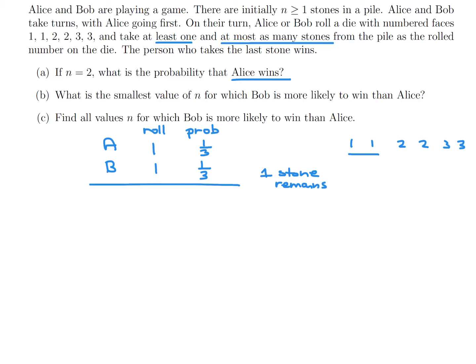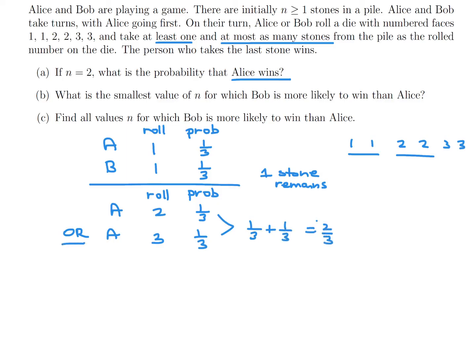So Alice would win if on her first roll she rolls a 2. And the probability of that is 1 over 3, right? Because the same story, there's 2 of them out of the 6. But she can also win if she rolls a 3, because if she rolls a 3, then since there's only 2 stones, she just removes those 2 stones. So this or that. So you add them if it's an "or" situation. So 2 over 3 is the probability that she wins if n is 2.